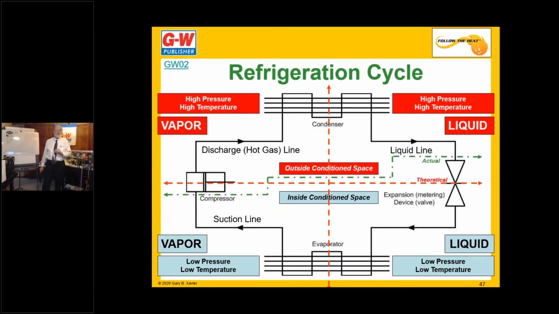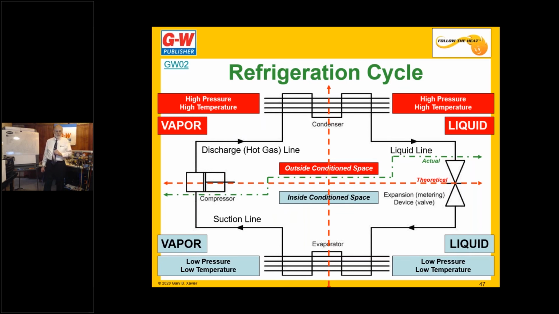There is one more line I just put up on this slide. It is the actual inside-outside line. It's the green line. I'll take it off and put it back on so you see it. It's right there. It's the actual line for inside-outside the conditioned space. The red line is theoretical. The green line is actual for, say, a split system, etc.